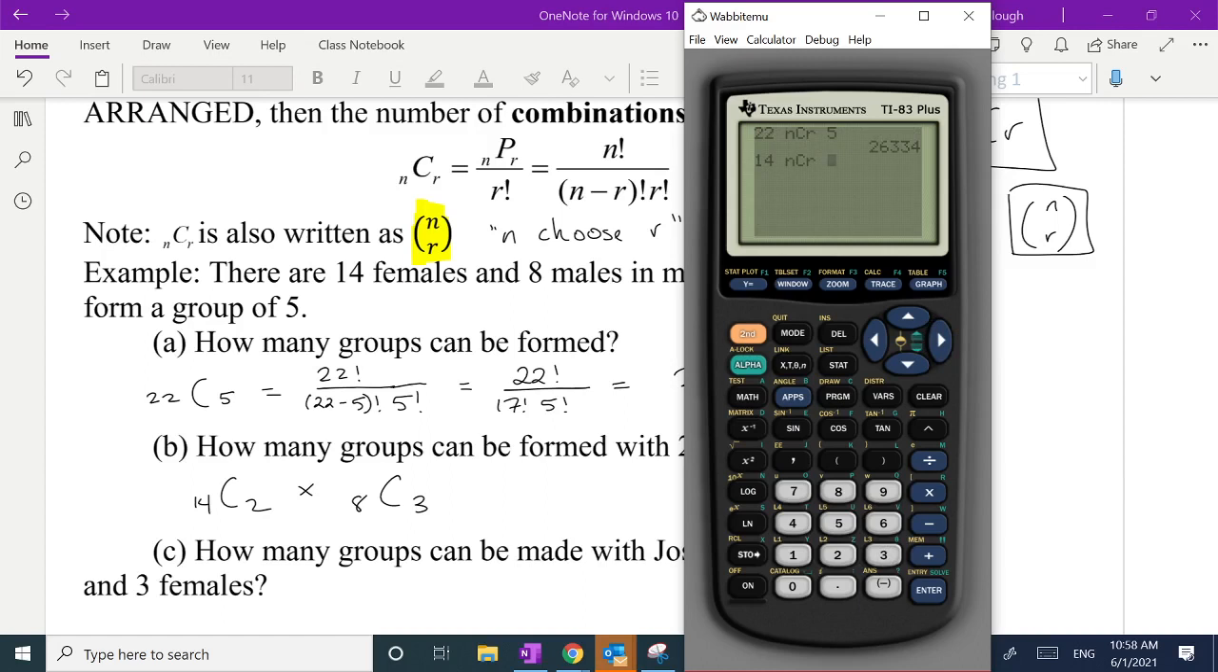Choose 2 times 8 math. Choose 3. And I don't think you need brackets or anything. Hit equals. Yeah, that's the number I got the first time. 5,096.